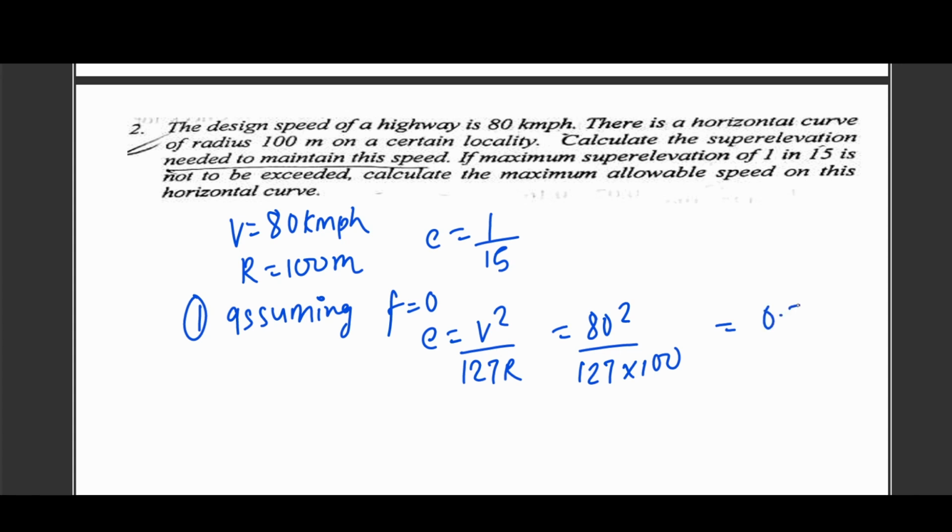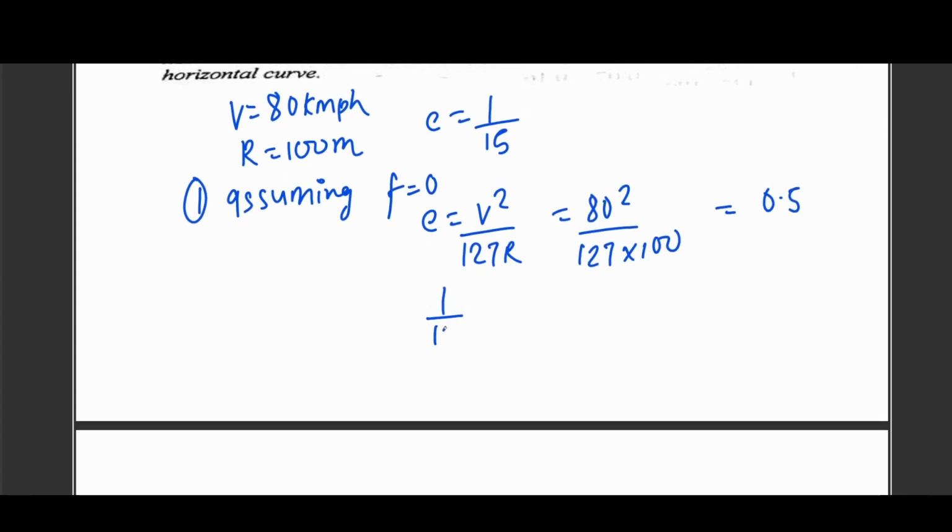So it will be 0.5, but we know that super elevation cannot be more than 1 by 15, as given in the question. So what is 1 by 15? 1 by 15 is near about 0.067. So our super elevation equals 0.5, which is greater than 0.067. But our maximum super elevation is up to this mark only. The super elevation required for the curve is 0.5, because we are only considering the super elevation, but maximum we can provide is only 0.067.